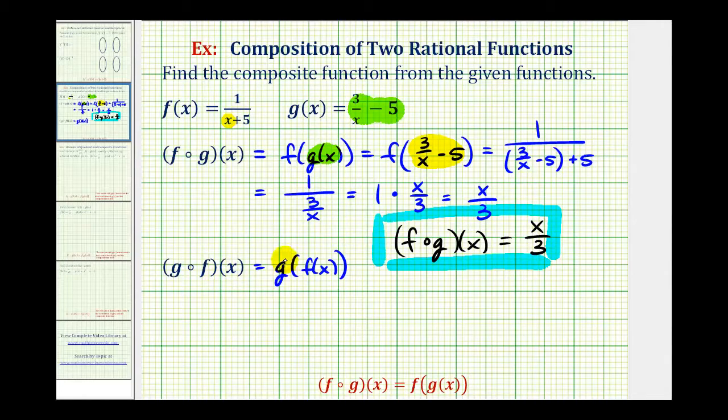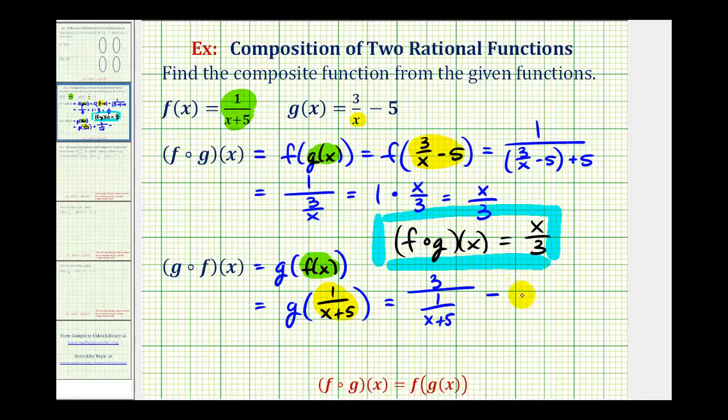Now let's take a look at g of f of x. Again, we'll start with the inner function f of x. And there's no input for function f, so we're going to replace f of x with 1 divided by the quantity x plus 5. So this is equal to g of 1 divided by the quantity x plus 5. And now this becomes the input into function g, which means we'll substitute this quantity here for the x in function g. So this is equal to 3 divided by 1 all over x plus 5, and then minus 5.